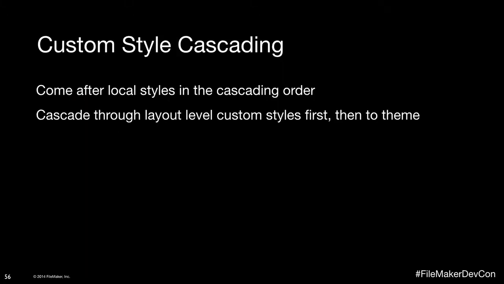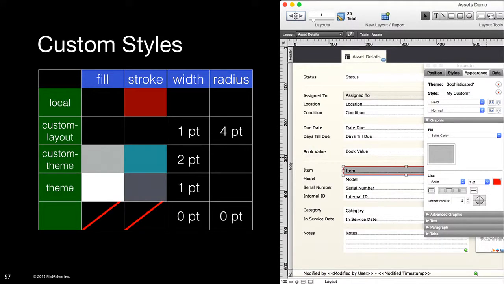So just like we cascade, for custom styles, they affect the cascading order as well. And they live in the cascading order between local style and the theme style. So for this example right here, we're in the same situation we were in before. I've taken my custom style, I've modified it, I've only saved that modification to this layout, and then I've also gone and made a local change to this one object.